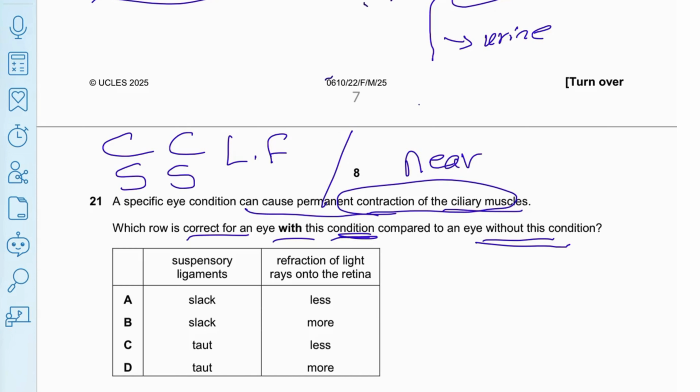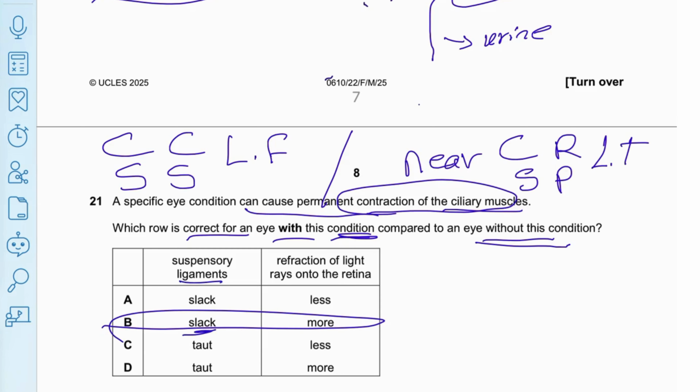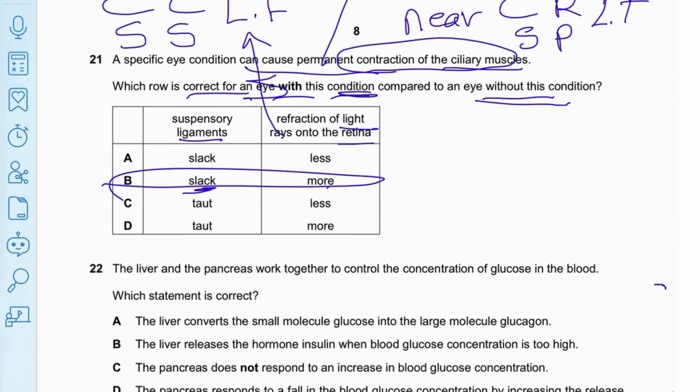If the eye is without this condition, it will be ciliary muscle relax, suspensory ligament pulled, lens is thinner. Do you get it? So which row is correct for this condition? It will be B. Suspensory ligament is slacked, so more refracted light is there as the lens is fatter. You get it? The eye with this condition will have these features.